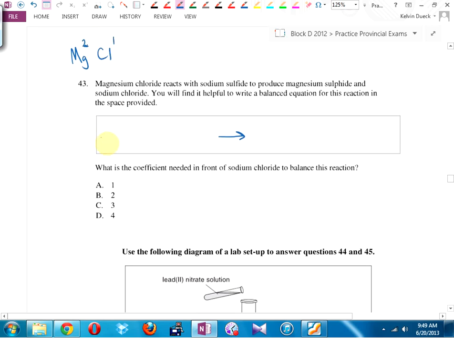Okay, so when I crisscross, I'm starting out with MgCl2 combined with. What's the second thing? What are we combining it with? I know that's Na.